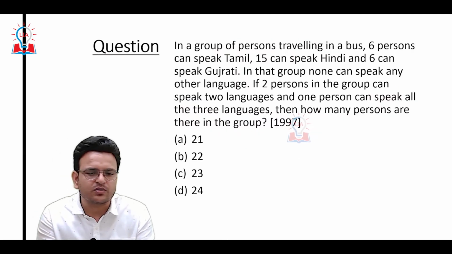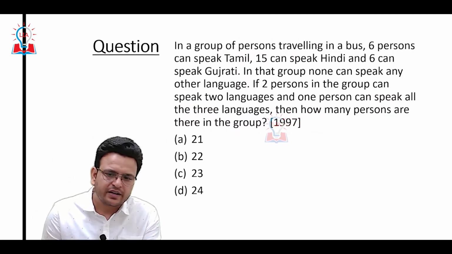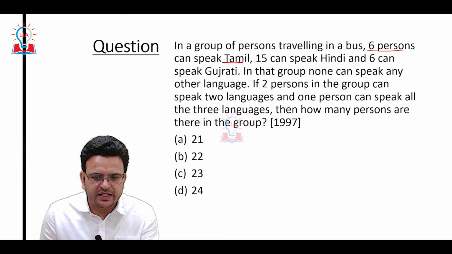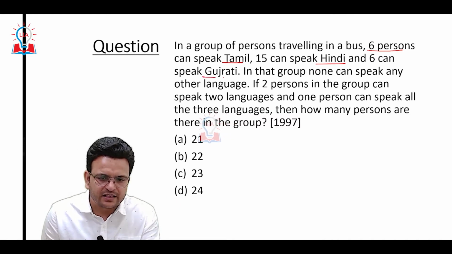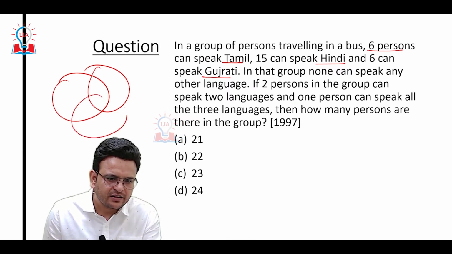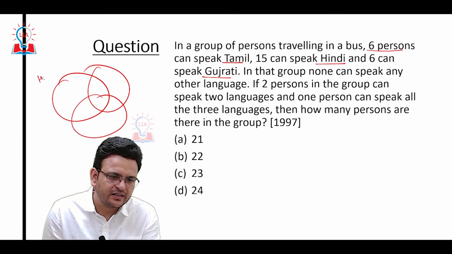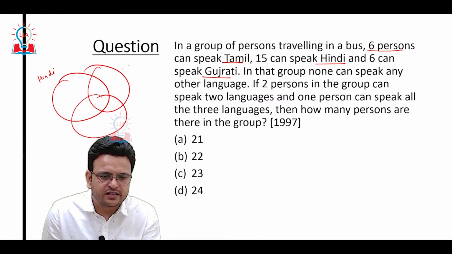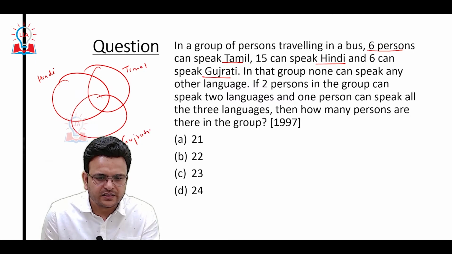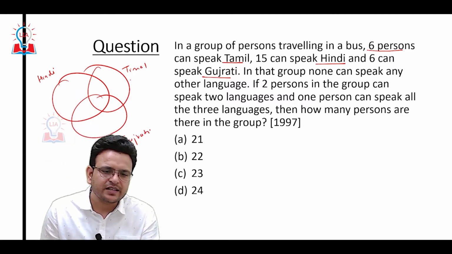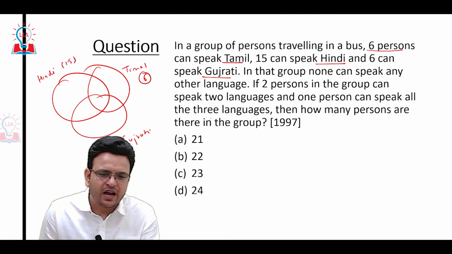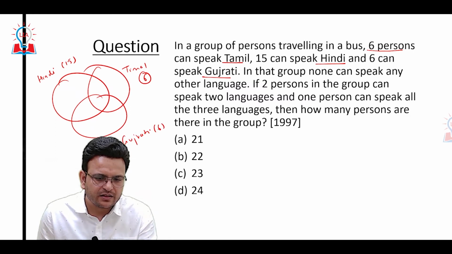Let's see one more question. In a group of persons traveling in a bus, 6 persons can speak Tamil, 15 can speak Hindi, and 6 can speak Gujarati. Here 3 languages are there. The languages are Hindi, Tamil, and Gujarati. They have clearly mentioned 6 persons can speak Tamil, 15 can speak Hindi, and 6 can speak Gujarati.